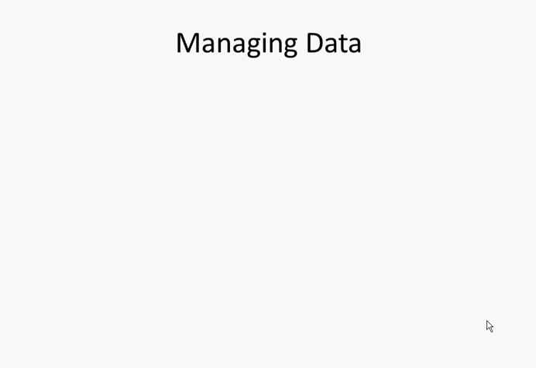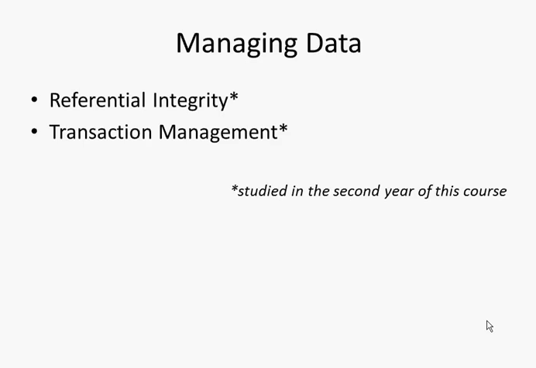Other terms that we might come across when we're thinking about managing data include referential integrity. Now, we just talked about the DBMS managing the integrity of data, and referential integrity is all about managing the integrity of relationships, so we don't end up with things like orphaned records, but more about that in your second year. As with transaction management, which is all about who can change which records and at which times if you've got multiple users accessing a database.